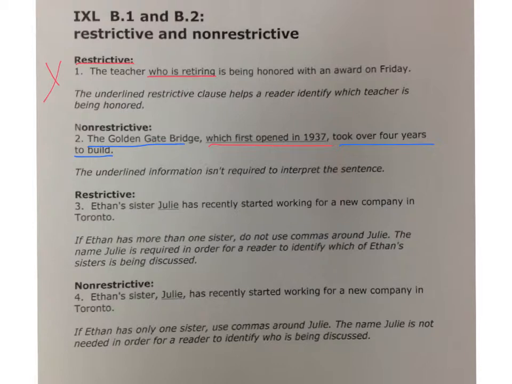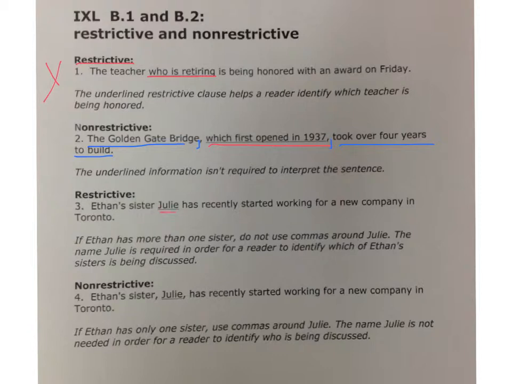It's not required to interpret the sentence. It's added. And so it's non-restrictive, non-required, non-necessary. So you would put commas to set it off. Okay? Let's look at another one. Restrictive. Restrictive means required. You need it. Okay?